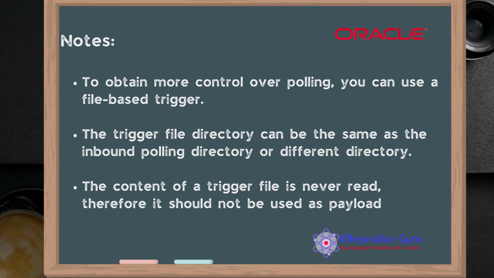Interesting, right? However, there are a few things that you'll need to keep in mind. The trigger file directory can be the same as the inbound polling directory or different from it. However, if your trigger file directory and the inbound polling directory are the same, then you should ensure that the name of the trigger file is not similar to the file filter specified in the adapter configuration. And one more thing, the content of a trigger file is never read, so it should not be used as a payload for the inbound receive activity.